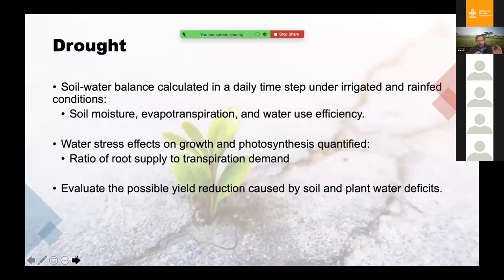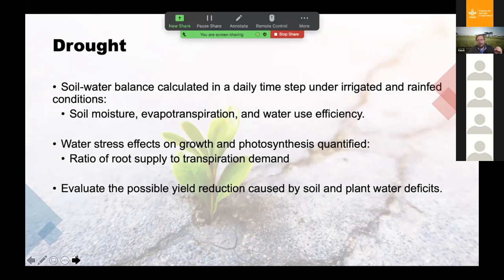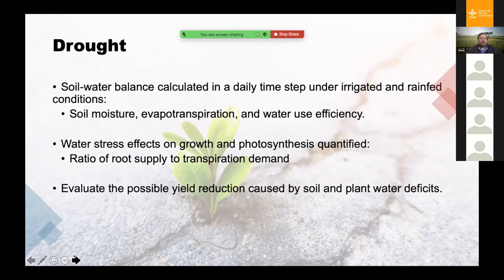And then with drought, we're modeling the soil water balance calculated in a daily step under irrigated and rain-fed conditions, looking at the soil moisture, the evapotranspiration and water efficiency. The water stress effects on growth and photosynthesis are quantified, the ratio of root supply to transpiration demand, and we're evaluating the possible yield reduction caused by soil and plant water deficits.